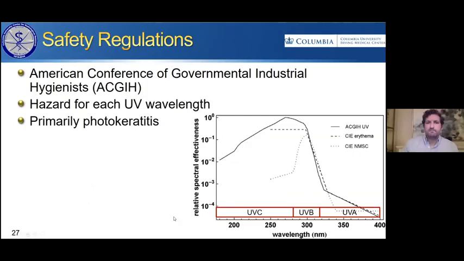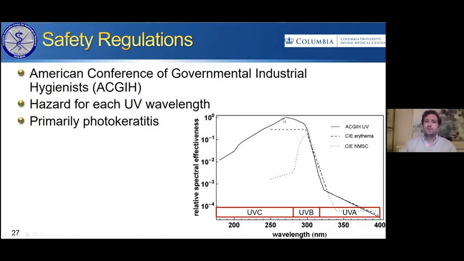Safety regulations have been made by some governing bodies, such as the American Conference of Governmental Industrial Hygienists. They've taken all the research on safety data for both skin exposure and eye exposure, and compiled it into a set of recommendations. That recommendation is shown on the graph pictured here.